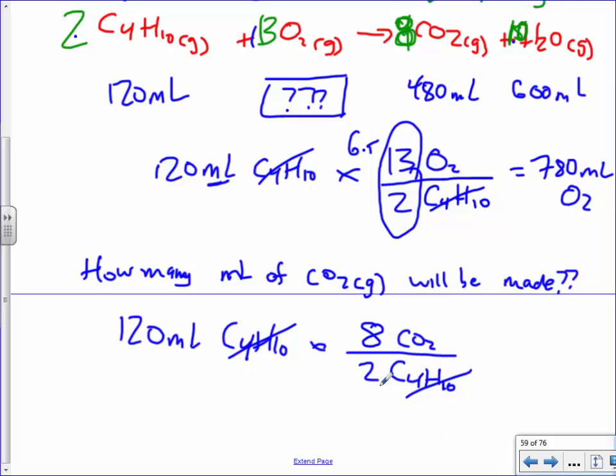Isn't 8 over 2, though, just 4? So really, you're taking 120, you're timesing by 4, so it should give you 480 milliliters because the milliliter didn't cancel. And if you want to know what type of gas it is, the CO2 is the gas type that is not canceled out as well. That's a good way of showing it. You think about all of that? Okay.